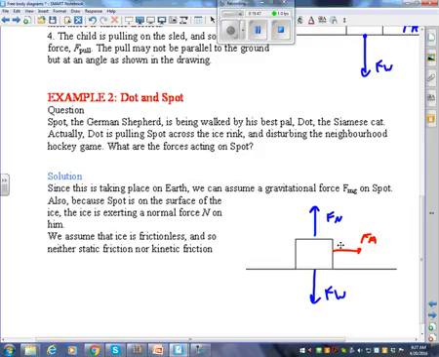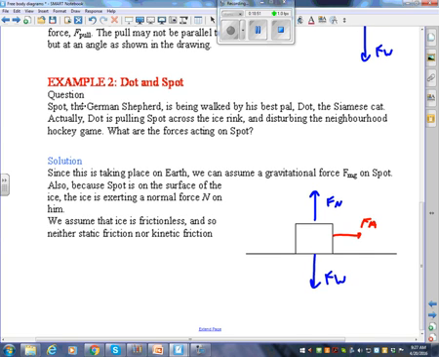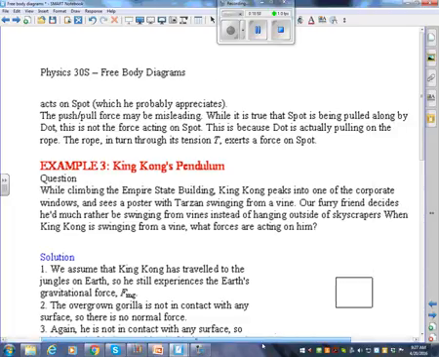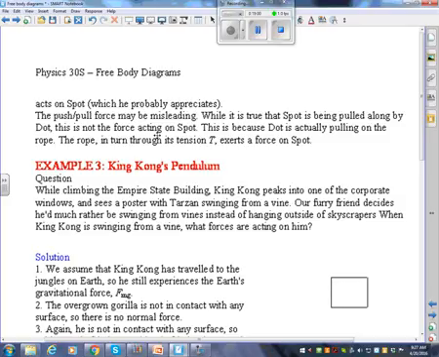Because there's a net force, right? The forces are not balanced. The push-pull force may be misleading. While it's true that Spot is being pulled along by Dot, this is not the force acting on Spot. This is because Dot is actually pulling on the rope. The rope in turn provides the tension.